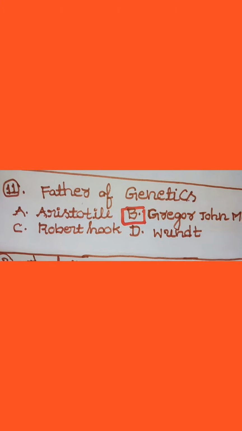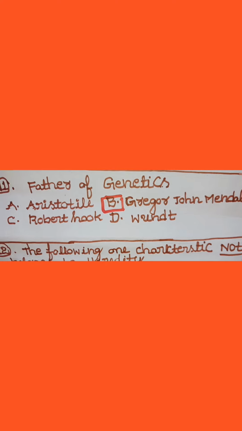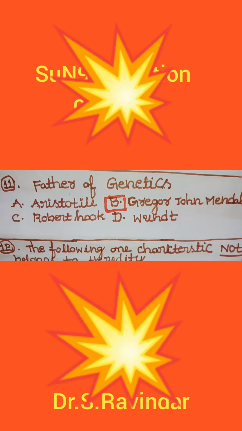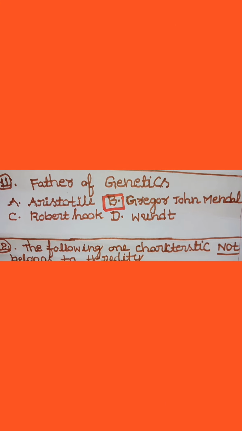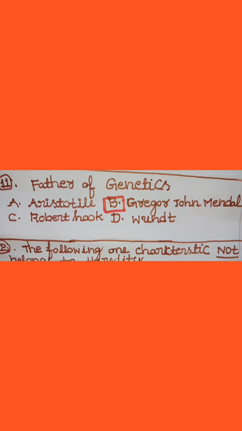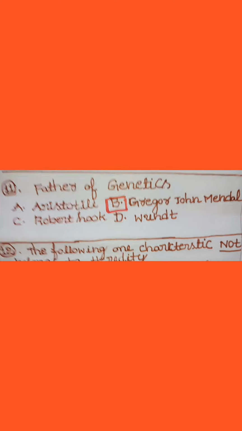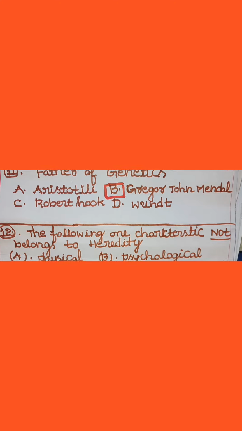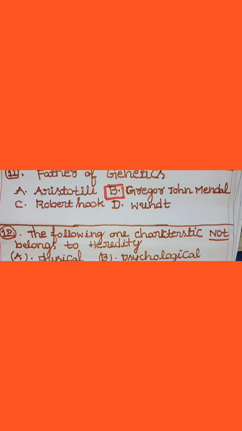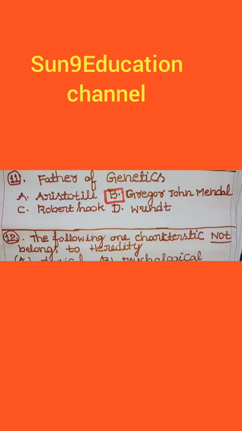Question number 11. Father of genetics. A. Aristotle, B. Gregor John Mendel, C. Robert Hooke, D. Wundt. Here, the father of genetics is Gregor John Mendel. He proposed the laws of inheritance, similarity, variance, and regression. So the answer is B, Gregor John Mendel.